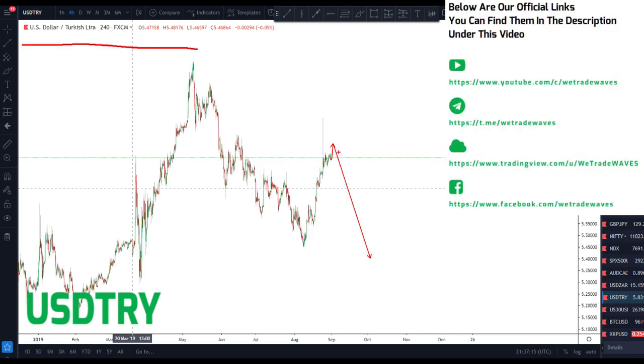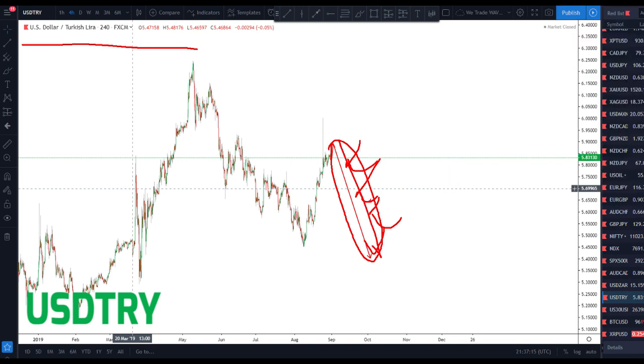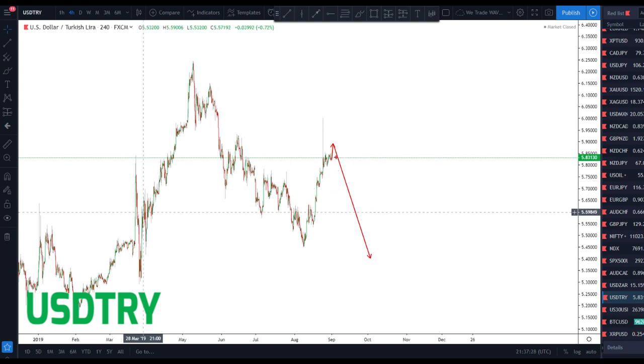Dollar TRY, we are expecting one more move down. This is the wave we are looking for, downside, down wave, and we'll look for our sell setups and we'll go for this wave. This is the wave and this direction we are looking for. Any buy setup here, we will not go for it. We are expecting a down wave, a down move similar to this one.